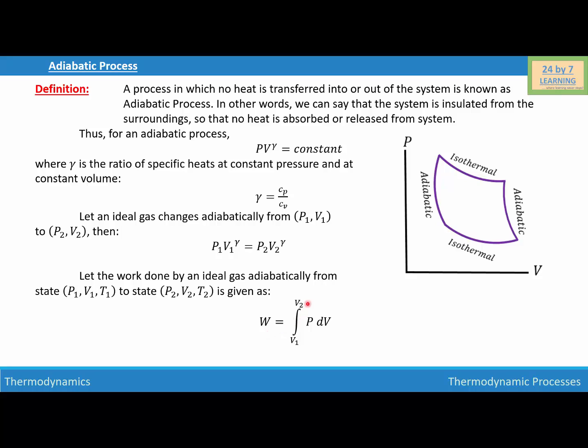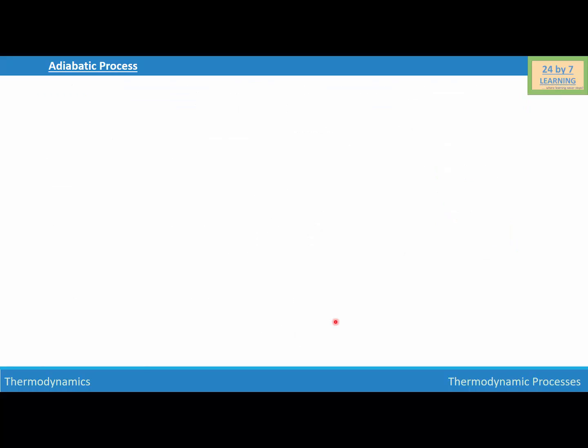Let the work done by an ideal gas adiabatically from state P1V1T1 to state P2V2T2 be given as W is equal to the integration from V1 to V2 of P dV. And if we substitute the value, we will write P is equal to constant over V to the power gamma in this equation. So we will write W is equal to the integration from V1 to V2 of constant over V to the power gamma dV.